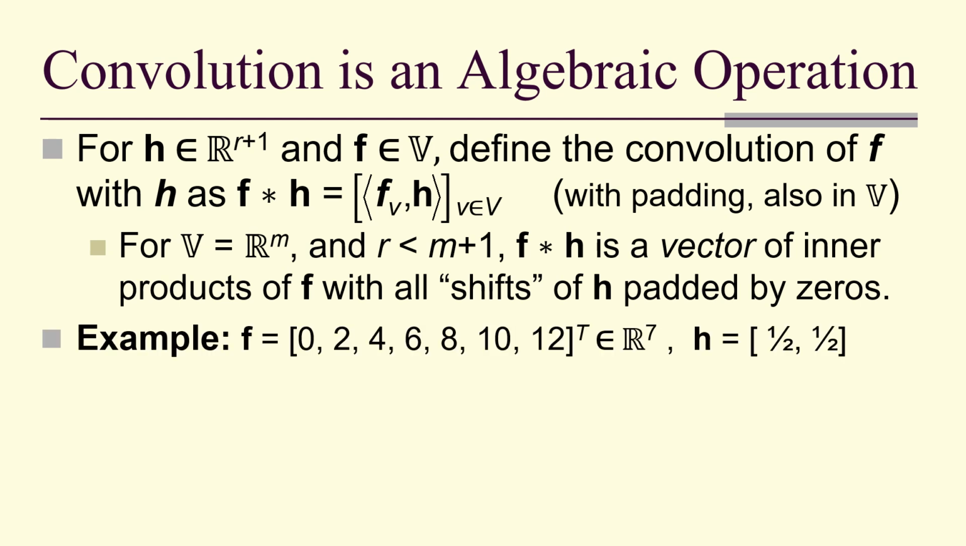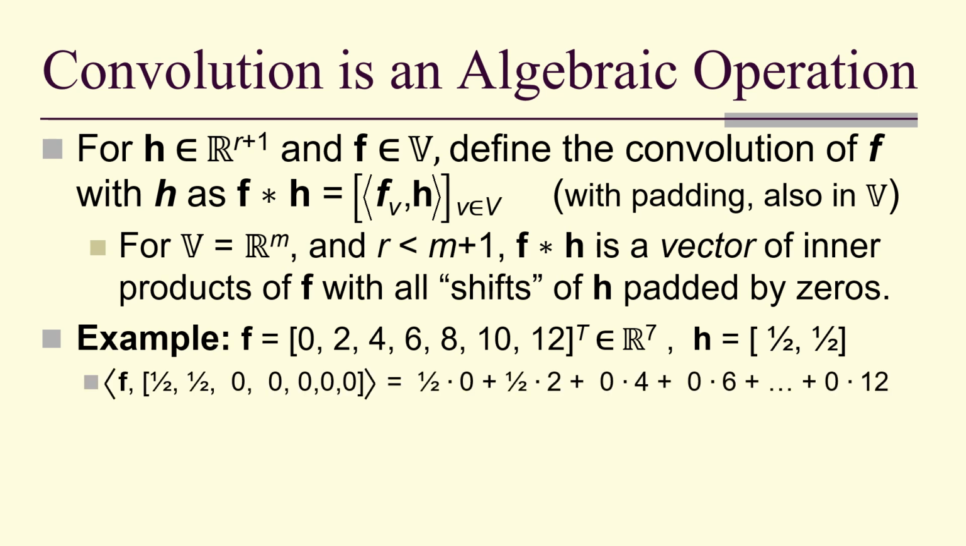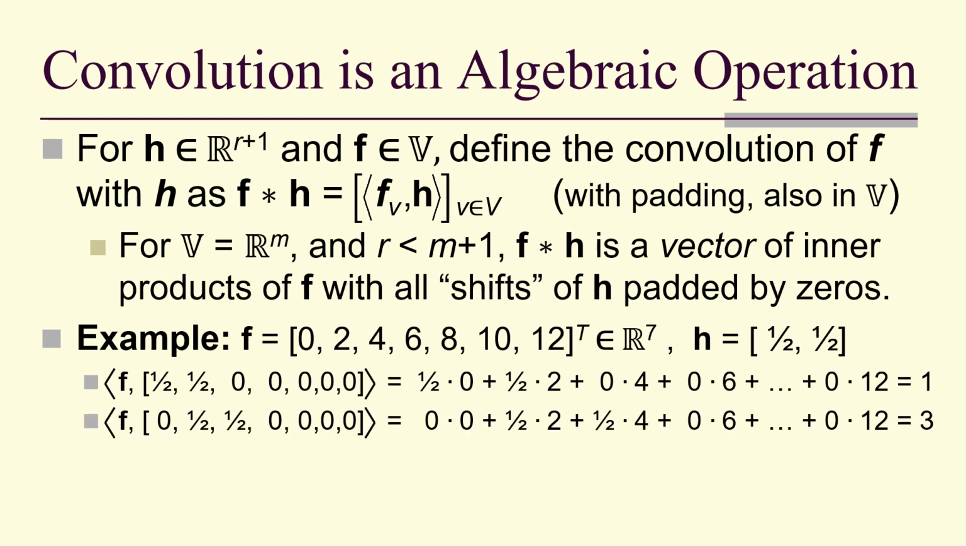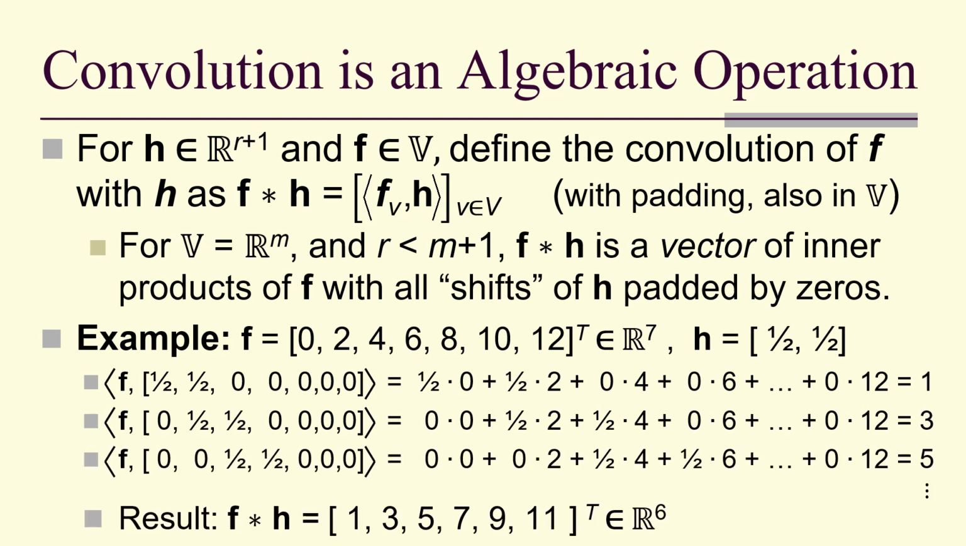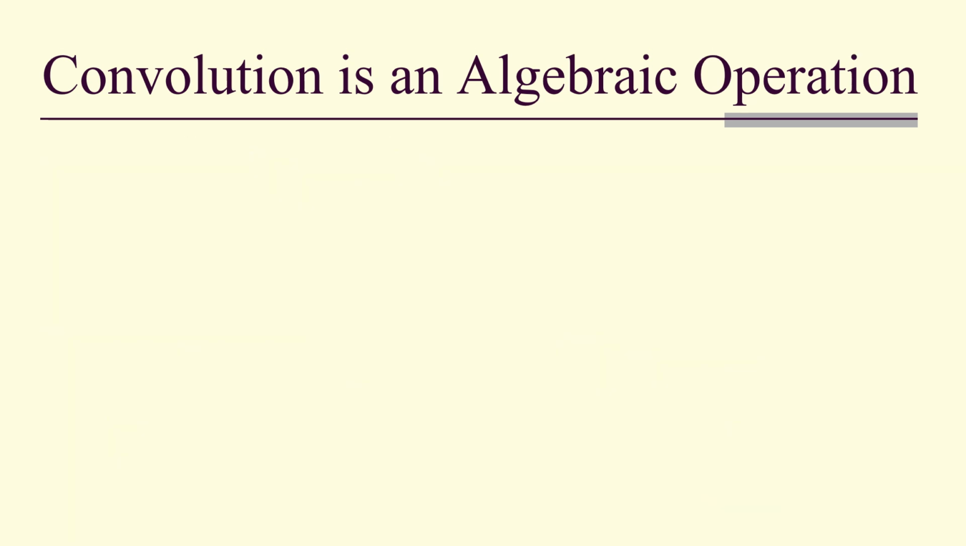Let's take a look. Here's my F, here's my H. So what I do is I pad with zeros, and I get this value, which is 1. And then I shift and pad with zeros. And then I shift and pad with zeros. And I continue doing that, 1, 3, 5. And so my convolution is actually 1, 3, 5, 7, 9, 11. Notice that I didn't use padding here, so I actually ended up with F star H, F convolution H, in a smaller space. So convolution is not just an algebraic operation, it's a linear algebra operation.